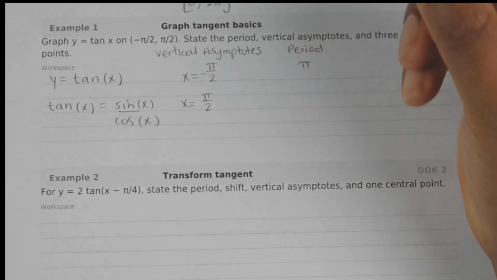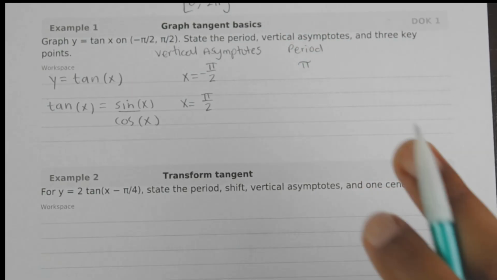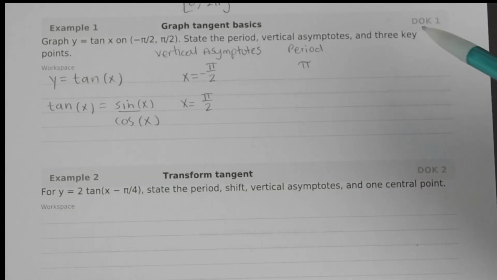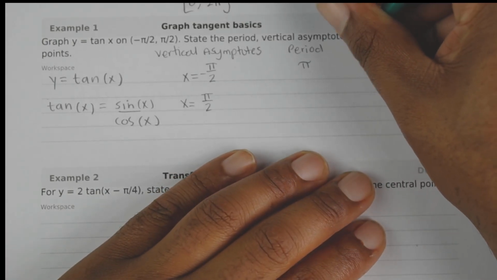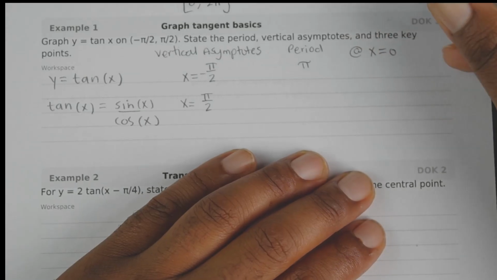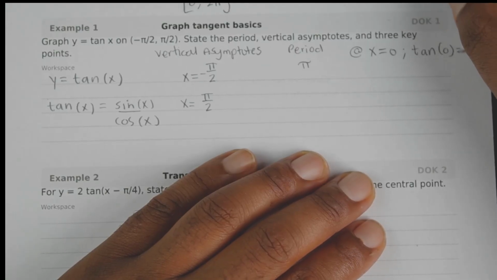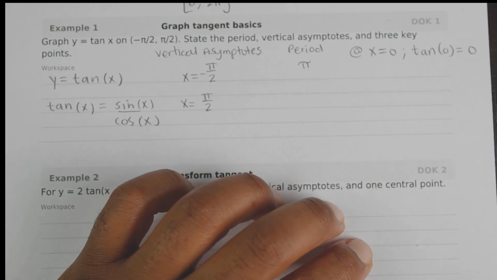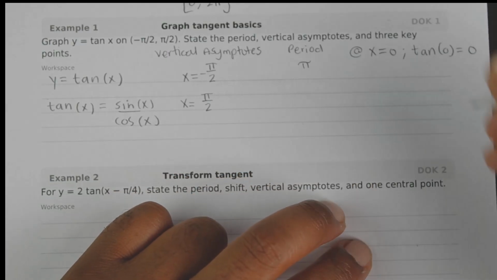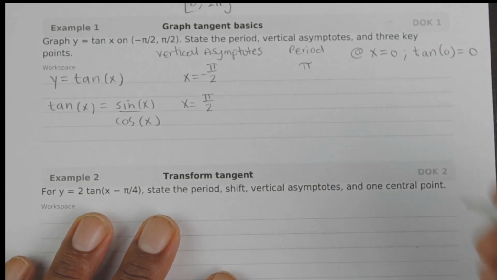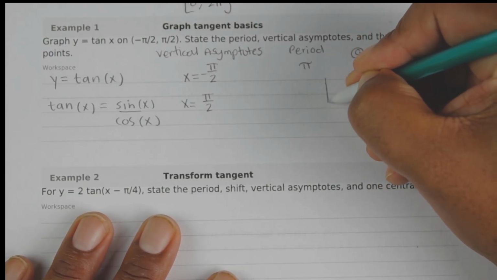Now we need to identify 3 key points. Okay. So in order to identify three key points at x equals 0, tan of 0 is going to give me 0. So that point would be located at 0, 0. So I'm just going to sketch this graph here for a moment.